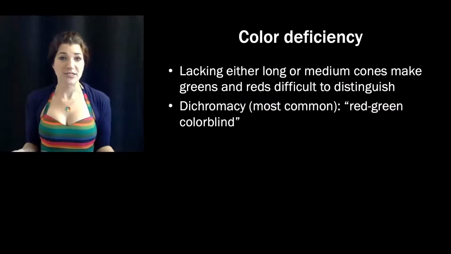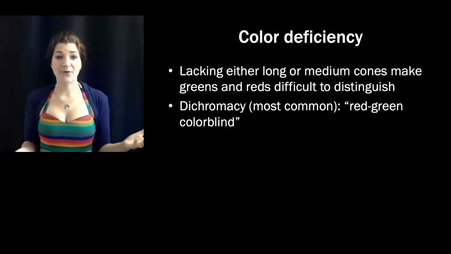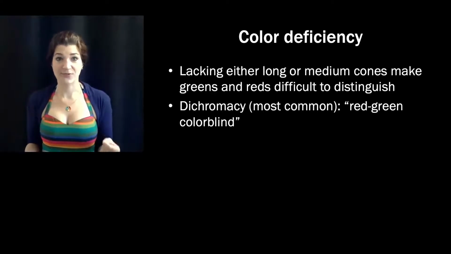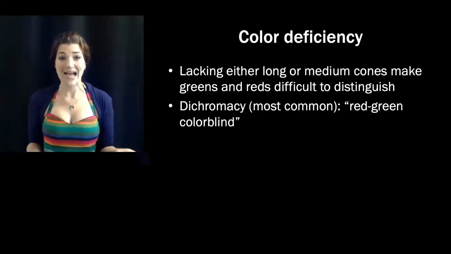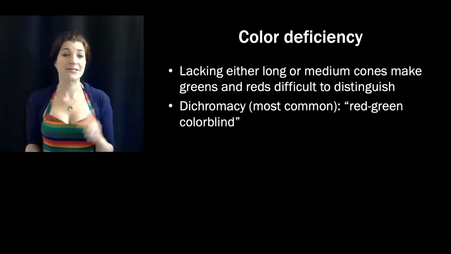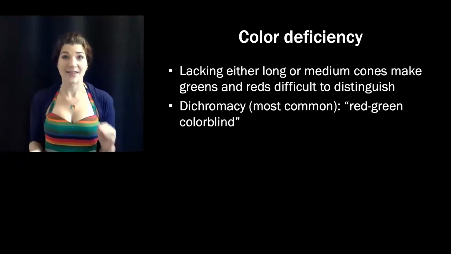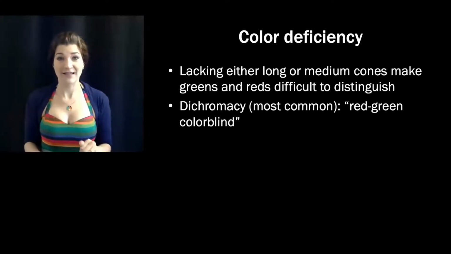So color deficiency or color blindness is most commonly caused by missing either the long or medium wavelength sensitive cones. So rather than having trichromatic, tri-3 color vision, these people are called dichromats, di-2, because they have only the short wavelength sensitive cones and either the mediums or the longs, but not both. And so this leads to a lot of difficulty distinguishing between those wavelengths that the medium and long wavelength sensitive cones are responsible for distinguishing.